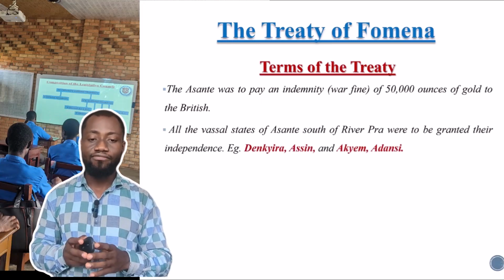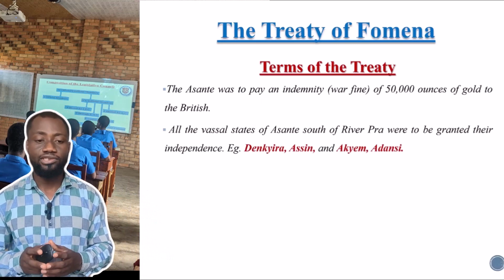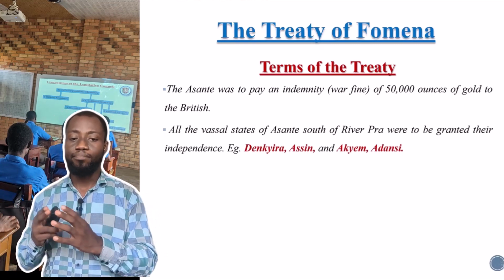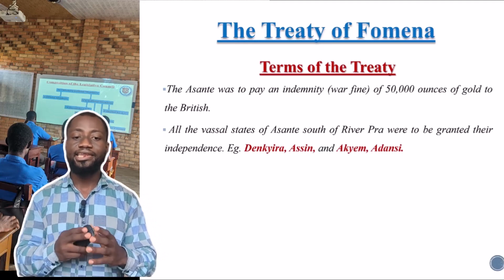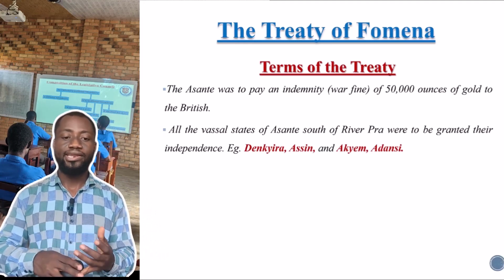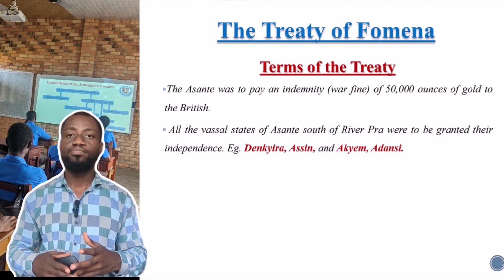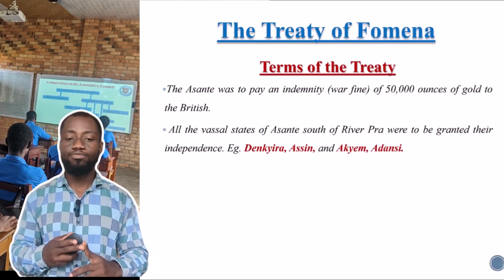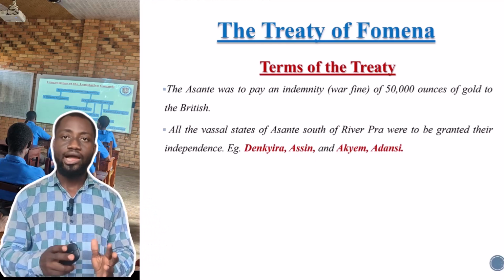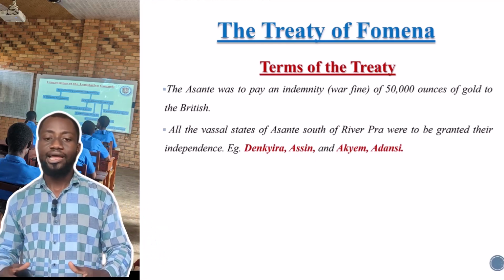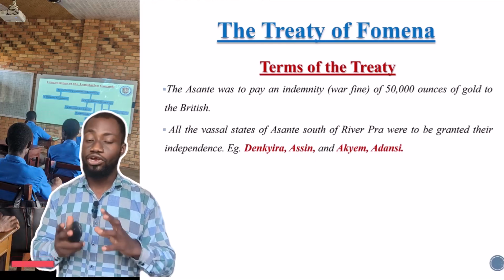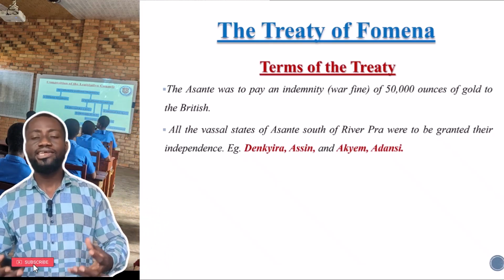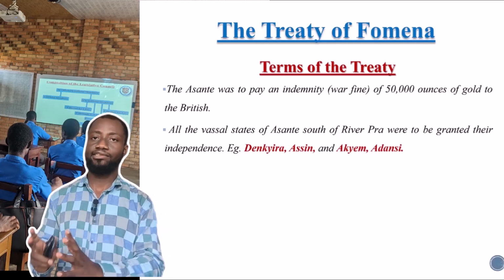Okay, the next of the terms in the treaty was that all the vassal states of Asante south of River Pra were to be granted their independence. Examples were the Denchira people, the Asin people, the Achim people, as well as the Adansi people. All these states were vassal states to the Asante, and they were asked by the British to grant them independence, which then means that some people actually gained independence from the Asante's rule.